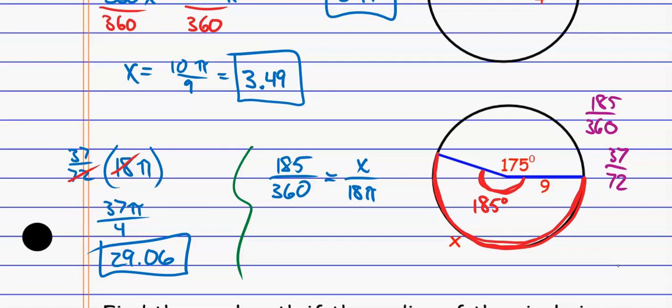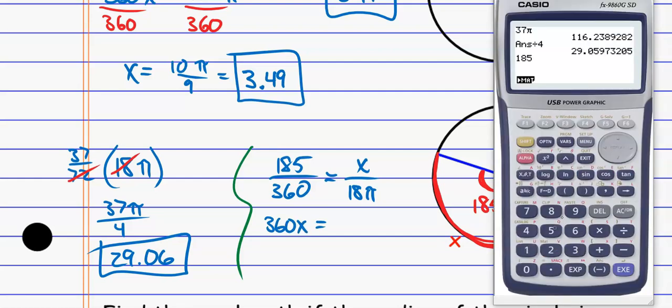So these are the two options. You either say, hey, it's a fraction of the whole thing and you multiply, or you'd say, hey, it's proportional in terms of the whole thing. So the partial measurement over the whole measurement equals the partial measurement of the whole over the whole measurement. Now I cross multiply. Over here, again, use your calculator a little bit.